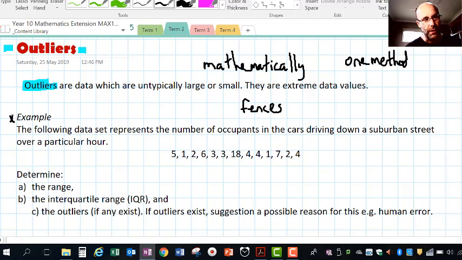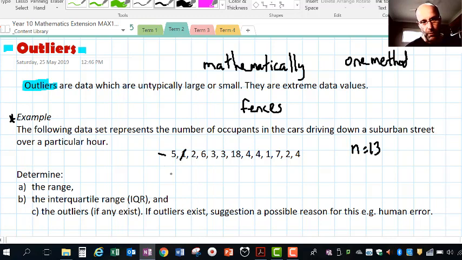So we're going to learn this via example. Let's look at the example. The following data set represents the number of occupants in the cars driving down a suburban street over a particular hour. And there's our data set there. Now we realize, because we're going to use the median, we need the numbers to be in order. So we've got 13 numbers there, and we need to rearrange those 13 numbers in order.